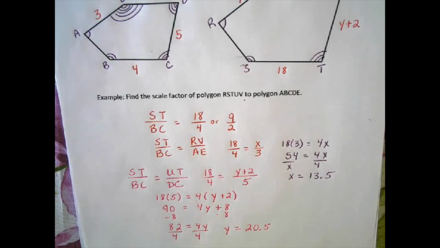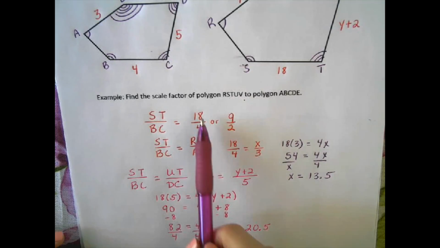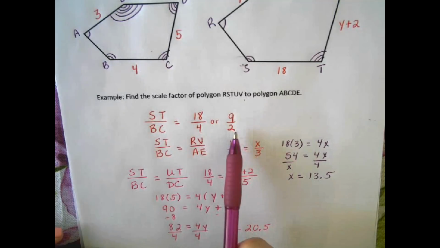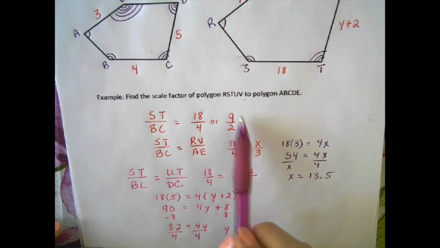In order to find the scale factor, keep in mind that I did that in the very beginning. That was my 18 to 4, or 9 to 2. I then used this scale factor in order to find out the lengths of unknown sides.